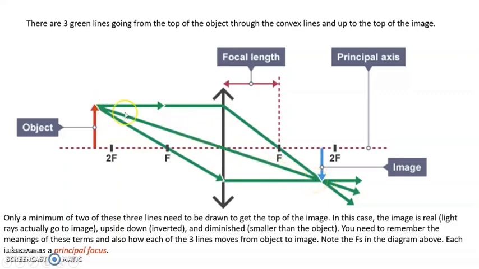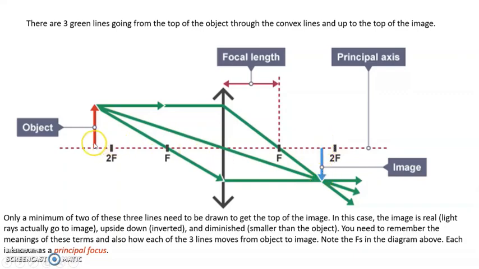So you just need to have two of these lines in order to draw the top of the image. If you use this one, which travels through F and comes down there, and you use this one here, the point at which they intersect will give you the top of the image. So you can use either two of those three. If you want, you can use all three, but you basically need two of them to generate the top of the image. Then you draw down, then you touch this line here, then you'll get your image.